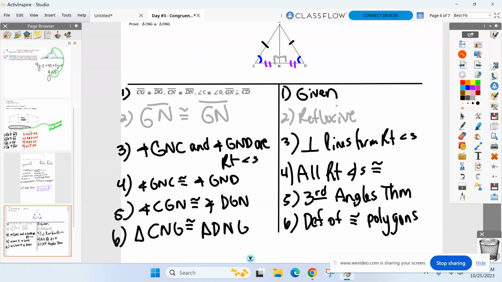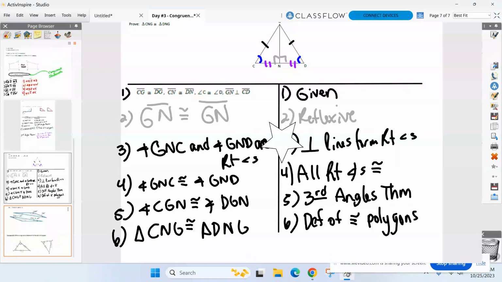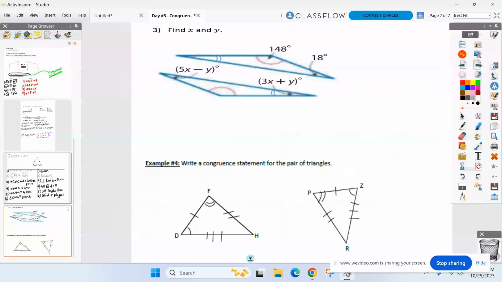Okay, we're good? All right, I think I've hit you up with enough proofs. Can we go to now a little algebra problem? Not any algebra problem, honors algebra problem. This is using the third angles theorem.